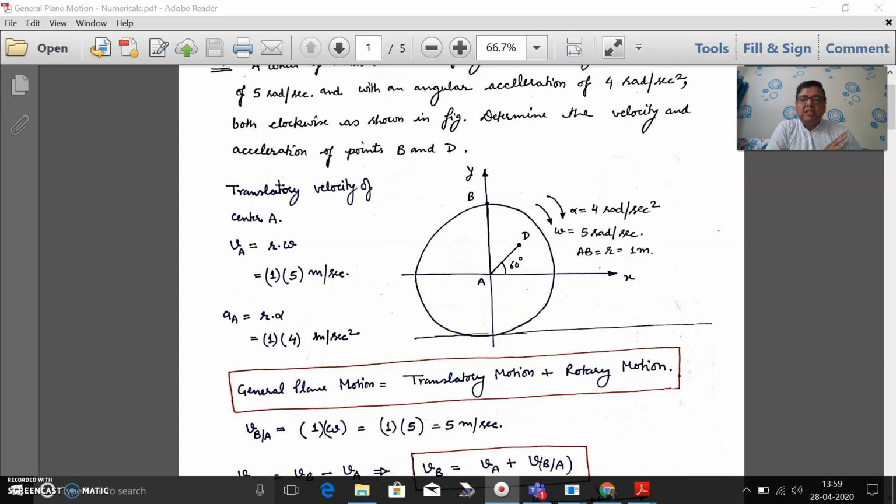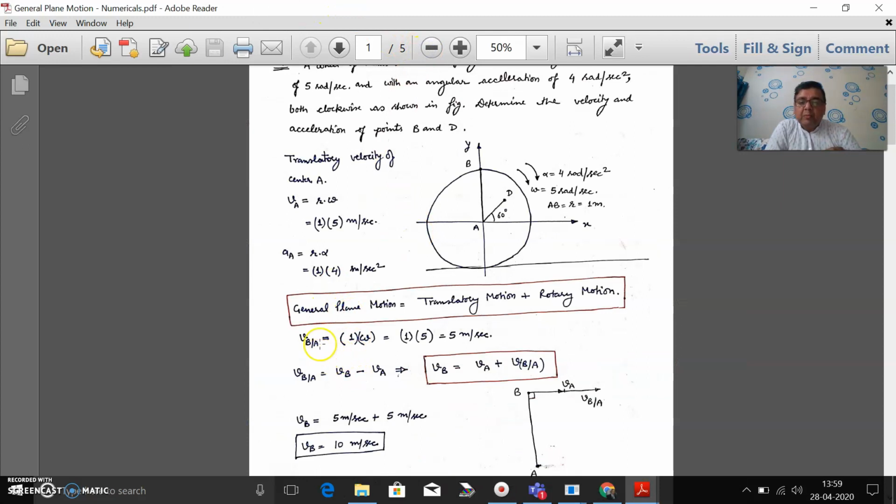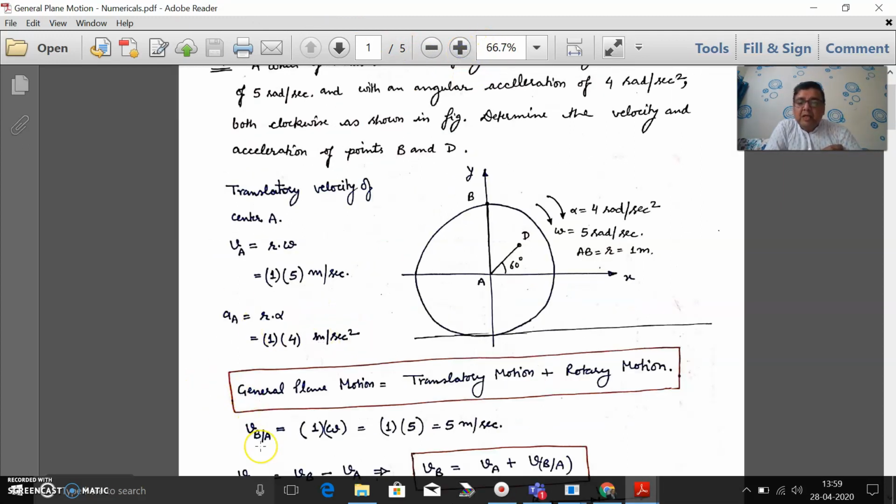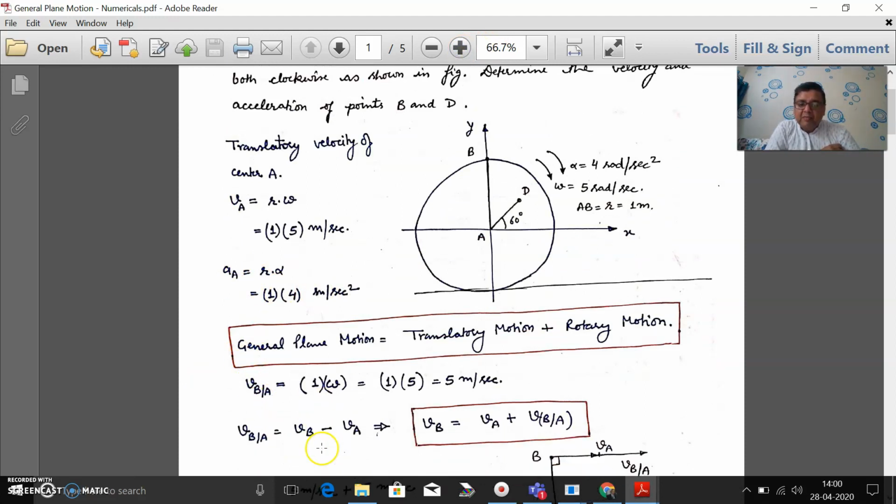Now if we have to find the velocity of point B, let us try this. The velocity of B with respect to A is VB minus VA, and from this formula velocity of B is equal to velocity of A plus velocity of B with respect to A. Now let us understand this formula with reference to point B. It says that the velocity of point B will be equal to the sum of two different velocities: one is VA, and another is the velocity of B with respect to A.